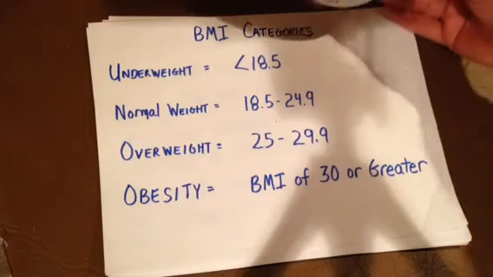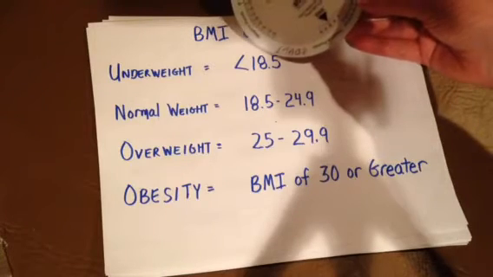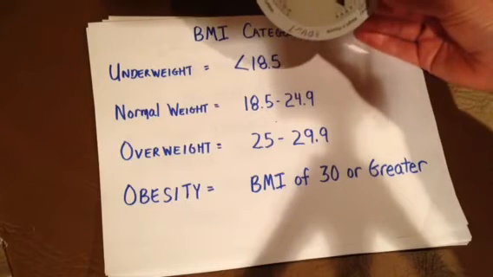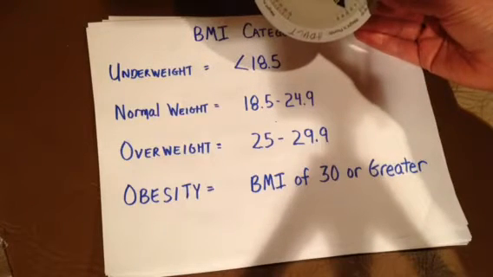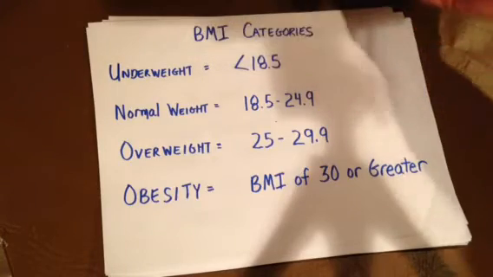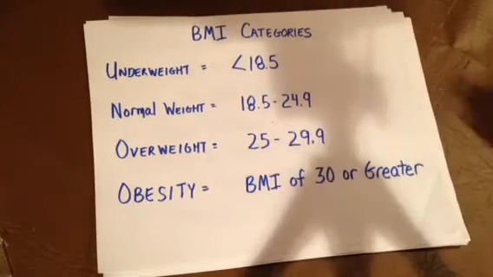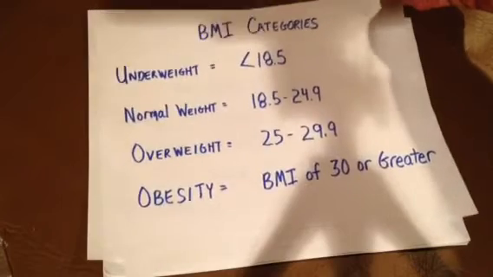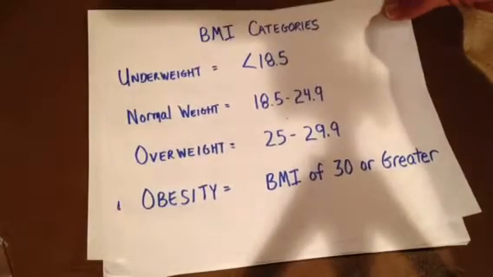So these are the categories. Underweight, under 18.5, normal weight, 18.5 to 24.9. So that's where Joe would be. He would be considered a normal weight. Overweight, 25 to 29.9, and obesity of 30 or greater. This is a great screening tool for health caregivers.